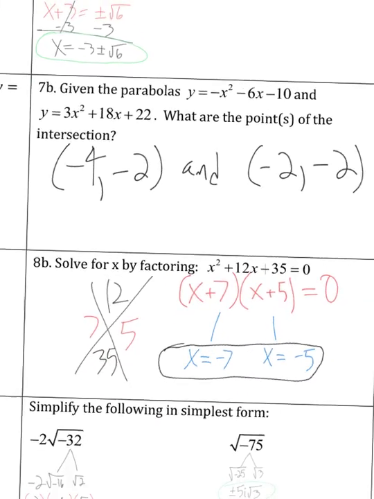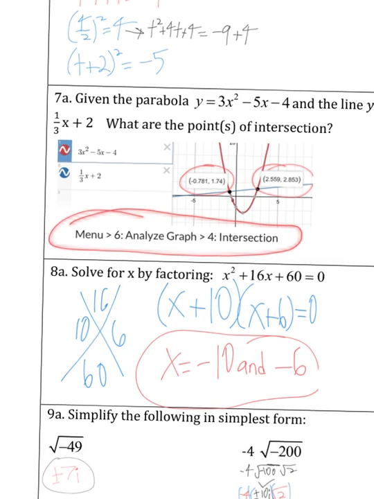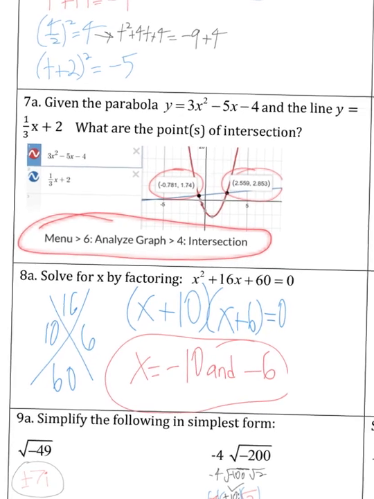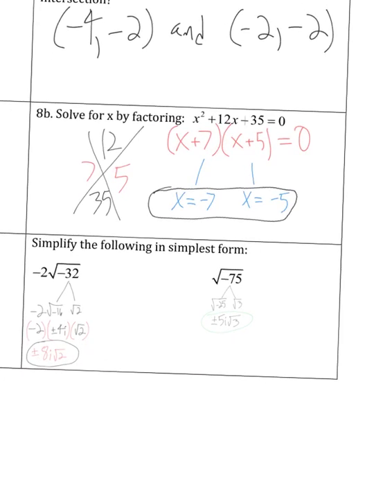7b, all you had to do was type it in the calculator, do that menu 6-4, and yeah, that's what I got. -4, -2, and -2, -2. Simple as that.